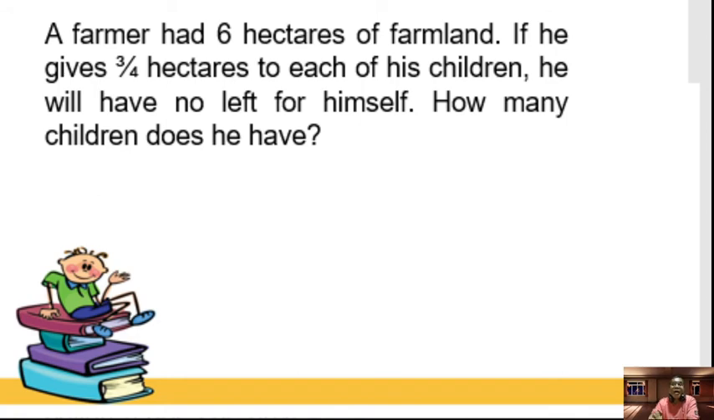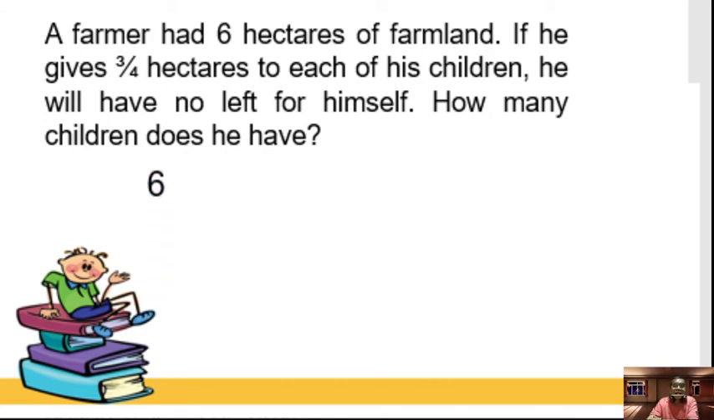Next, a farmer had 6 hectares of farmland. If he gives 3/4 hectare to each of his children, he will have none left for himself. How many children does he have? Okay, so you have to analyze. You have to follow the steps of Polya.